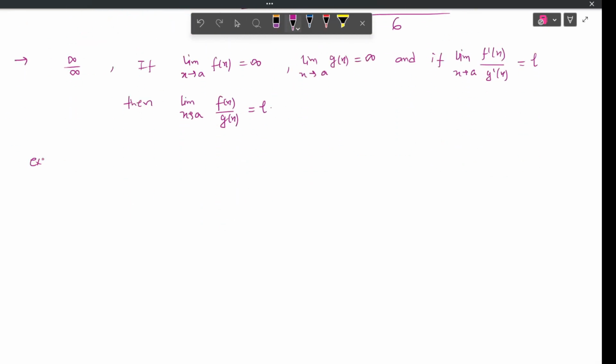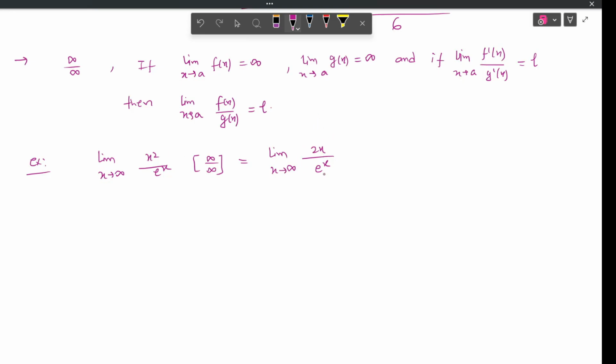Let us see one example regarding this. We have to evaluate limit x tends to infinity, x square by e to the power x. If you put infinity, it will be infinity, e to the power infinity is infinity. So this is in the form infinity by infinity. So what you have to do? First, differentiate numerator and denominator separately. So it will be limit x tends to infinity, 2x by e to the power x. Differentiation of e to the power x is e to the power x, and of x square is 2x.